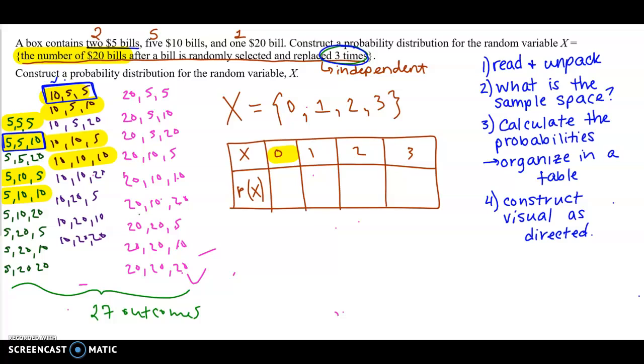This is like bill 1, bill 2, bill 3. Bill 1, bill 2, bill 3. We're going to count them separate. Someone might argue with you on that, but that's not a big deal. So 1, 2, 3, 4, 5, 6, 7, 8. So 8.